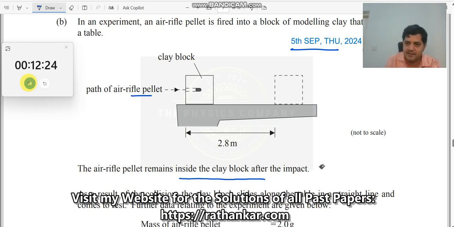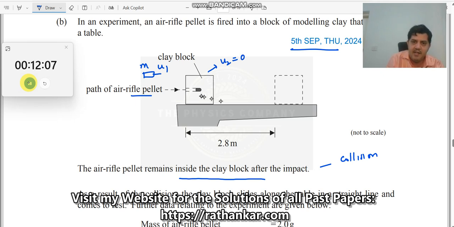What kind of question is this? It's a question on collision. And moreover, what is happening over here? You have a bullet of mass m which was moving with a velocity u1, and this block was stationary, so u2 was equal to rest, and after colliding it started moving with a common velocity v, right? Okay, now let us look at the problem.